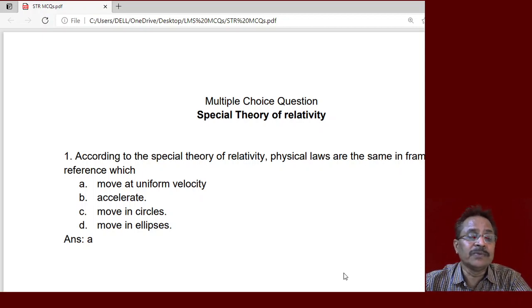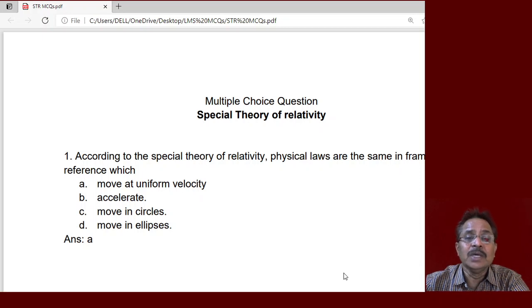Now let's go for the first one. Number 1, according to the special theory of relativity, physical laws are the same in frames of reference which, there are four options given. Option A is move at uniform velocity. Option B is accelerate, that means they do not move with uniform velocity. C is move in circles, and D is move in ellipses. So out of that, we have to just concentrate.